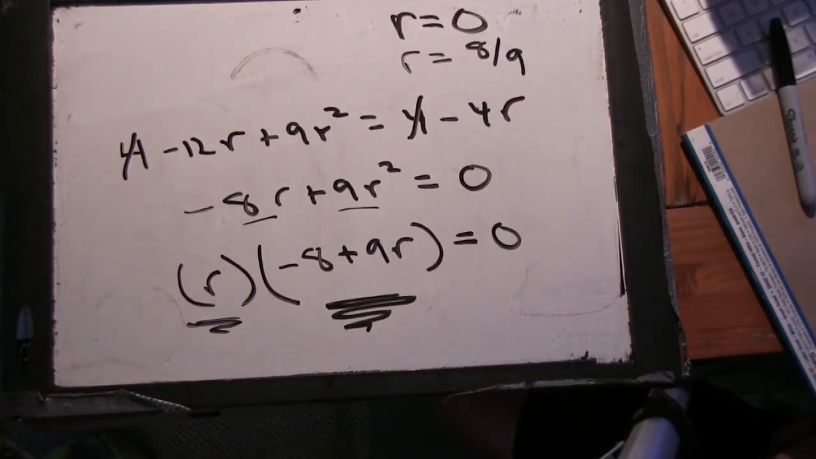Okay. So we have a value for r. And let's see what this says. Alright. Let's go back to our picture.